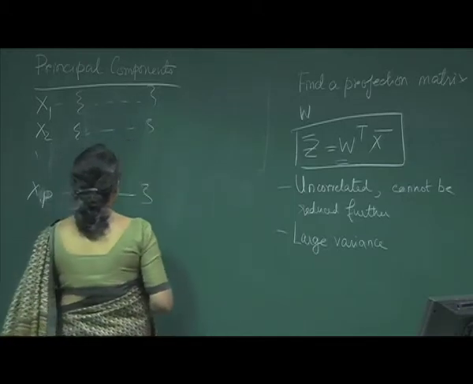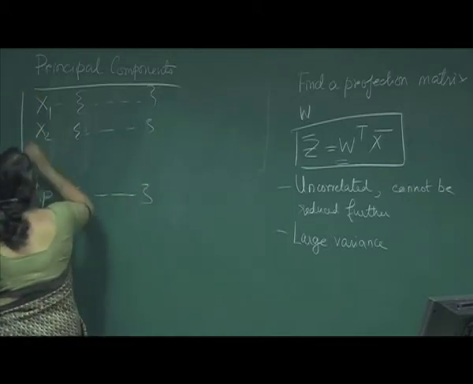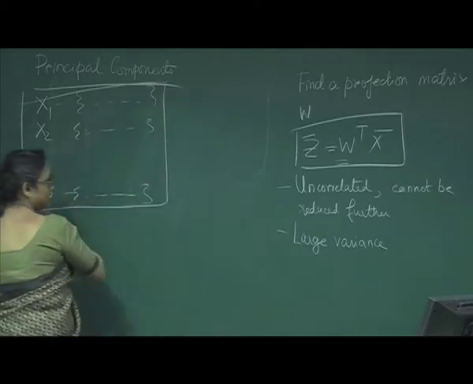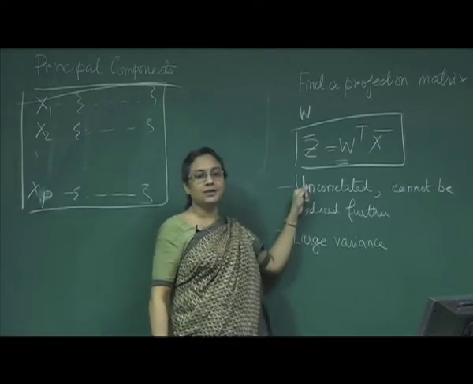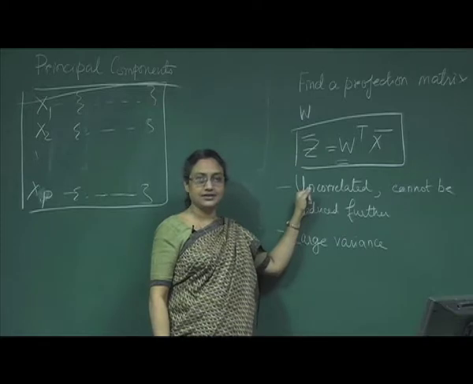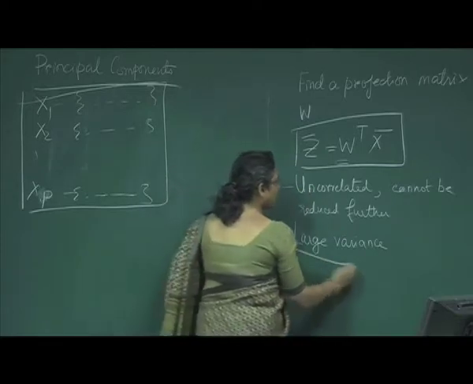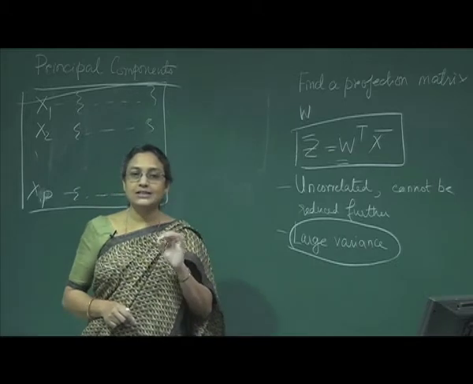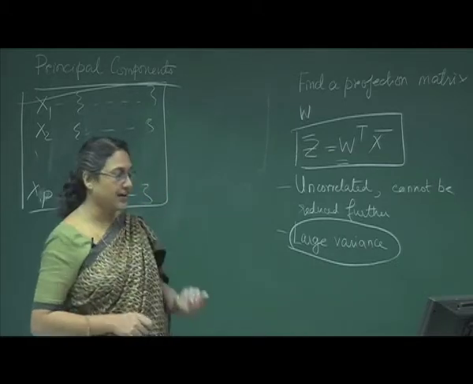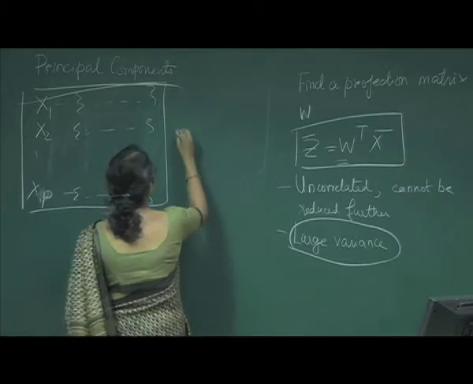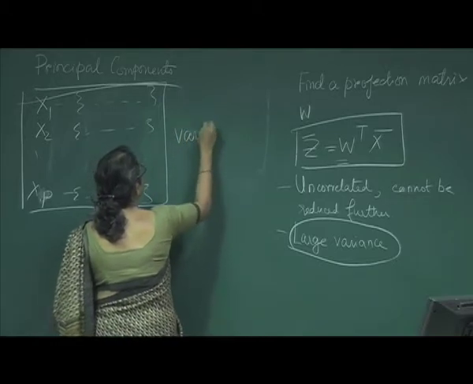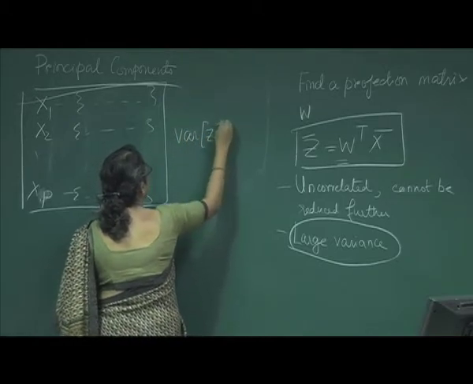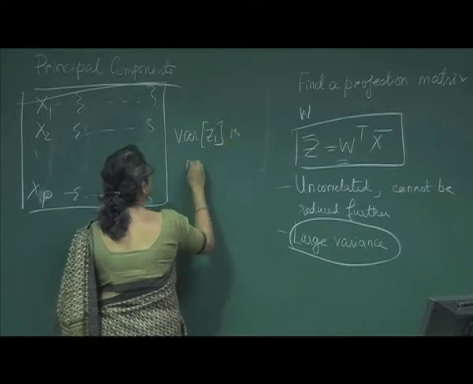Now, one criterion that we can use, because we are choosing only one feature, is that the question of being correlated or uncorrelated doesn't arise. So we can go by this principle. We can choose that feature which has the largest variance. So we choose the feature such that the variance of z1 is maximum.